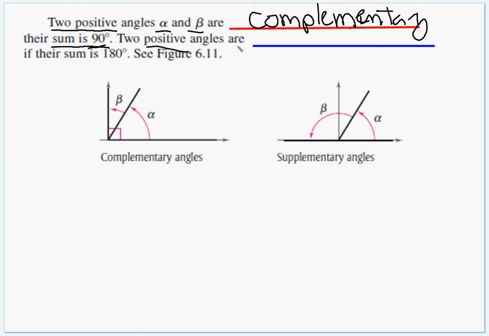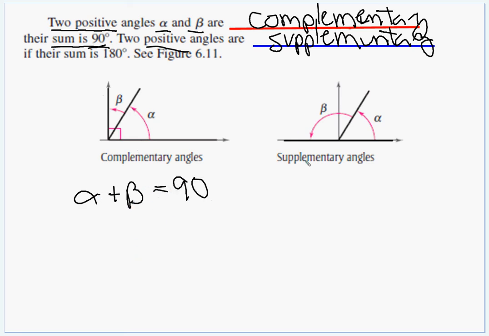Two positive angles are blank if they sum up to 180. Well, that's supplementary. Supplementary. And here they are drawn in the first quadrant. So for the first one, alpha plus beta add up to 90. And for over here, supplements, that would be alpha plus beta add up to 180 degrees.